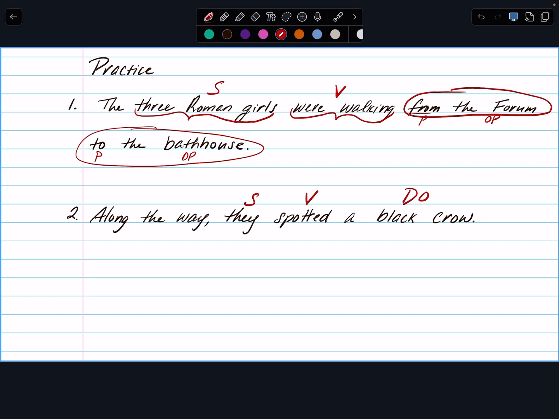Now, along the way. What is this grammatical unit, Ottilia? It's a prep phrase. What word tells us that we've got ourselves a prep phrase, Jabari? Along. Good. So we've got our preposition, and the way is our object of the preposition, and that gives us our phrase. Feeling a little better about this? Yeah? Okay.